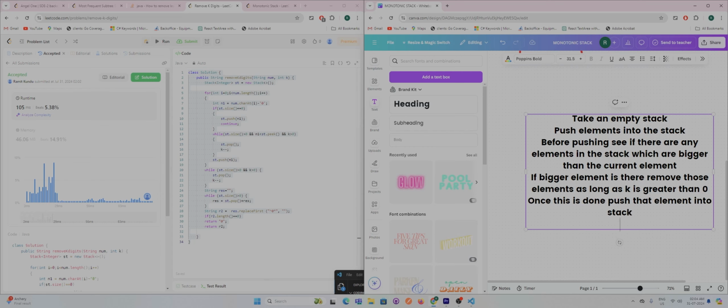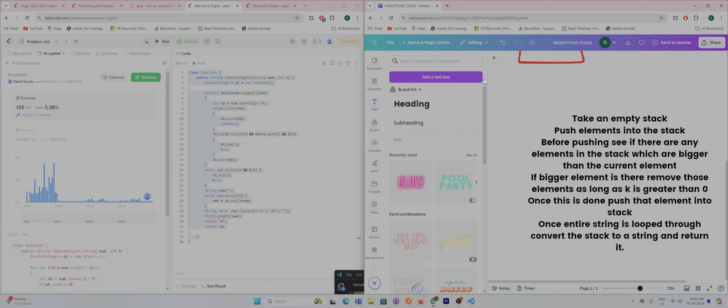Now once you have pushed that element into the stack, and once the entire string is looped through, pop everything, convert the stack to a string and return it, right? So this is basically the algorithm. As you can understand, it's a little bit more complex than something that could be explained very easily. You need to do a lot of problems on monotonic stack in order to understand this algorithm.